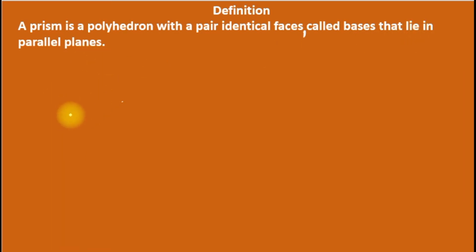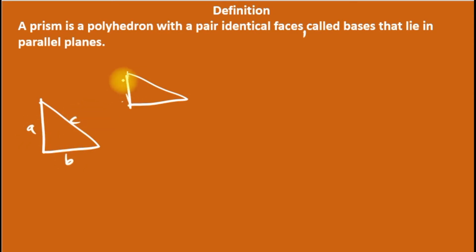So I'm saying that if you have any shape of this form, what do you notice? Assuming here is A, B, C. This is A, B, C. So this is one of the faces and they are identical. They are connected. So this is a prism.